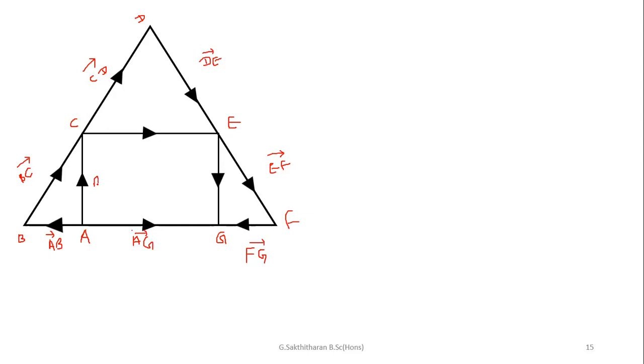Vector AC, and vector CE. Can you find the resultant vector? Can you try this one? Okay, sir.